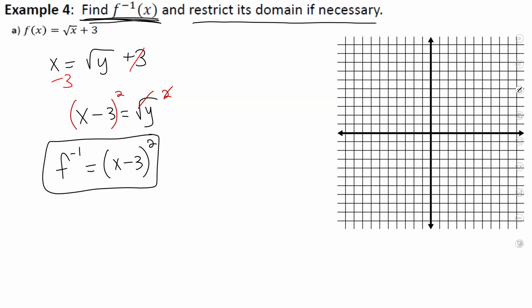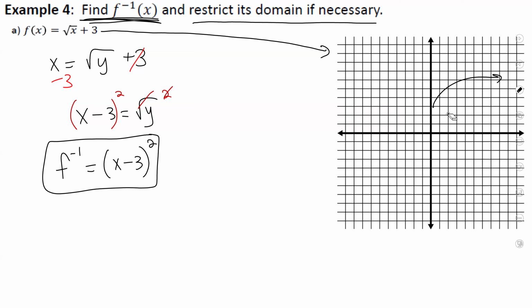So guys, let me just draw you a picture. If I were to graph this over here, this is the square root function. The square root function looks like this. And it was moved up 3 spaces. So now it's here. Thumbs up if that part makes sense.